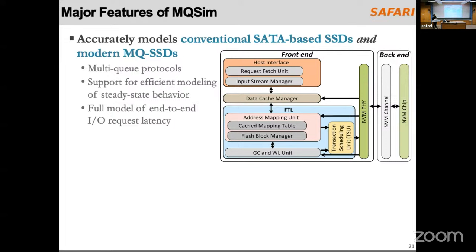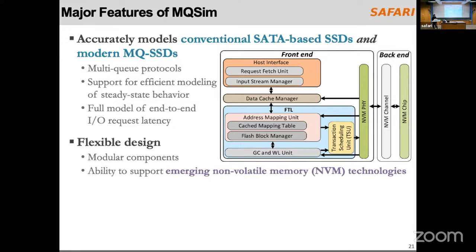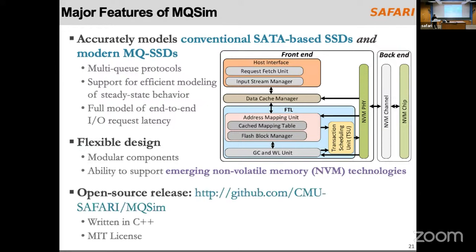You can see here that there is a host interface implemented in the front end, the FTL is implemented, and also the transaction scheduling unit, which basically sends the commands to the backend. And the backend is also quite modular in a way that you can change the technology and it works seamlessly. So it basically models all the things that we discussed in the initial part of this presentation. And as I said, it is a flexible design and it supports modular components, and it can also support emerging NVM technologies.